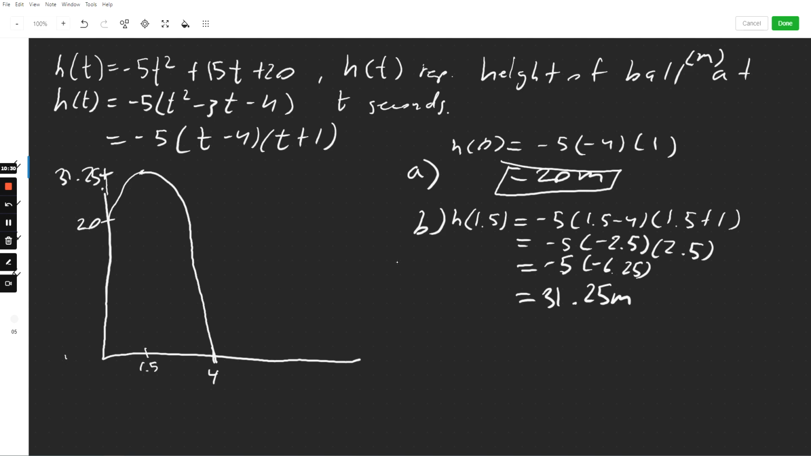And the last question will be, when will the ball hit the ground? We actually calculated that because we have the x-intercepts. So the ball will hit the ground when t equals 4 seconds. So there we have it. Those are properties of quadratic functions. I'll see you in the next video.